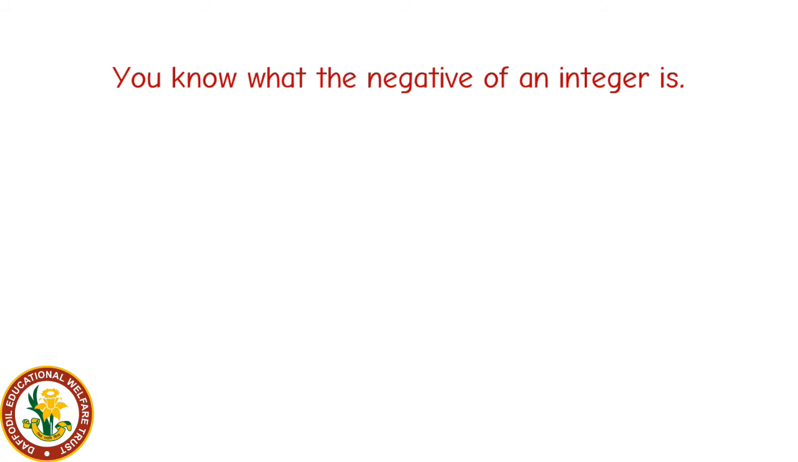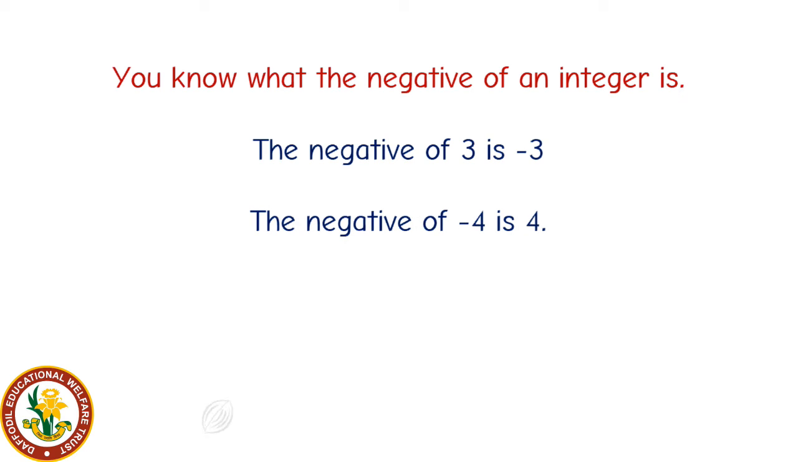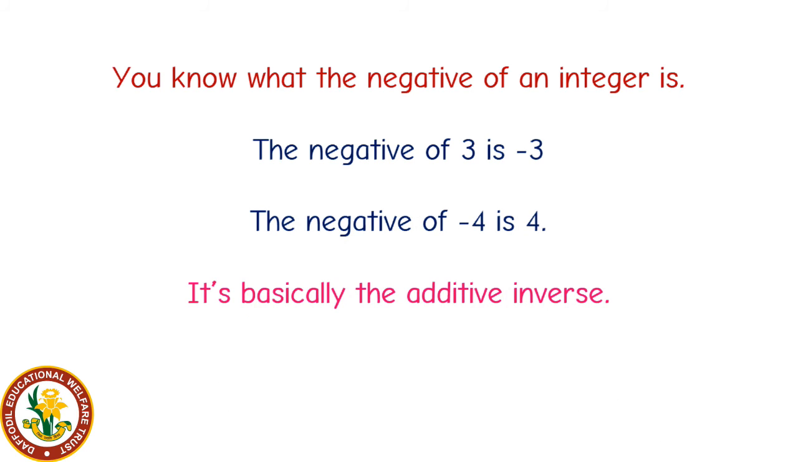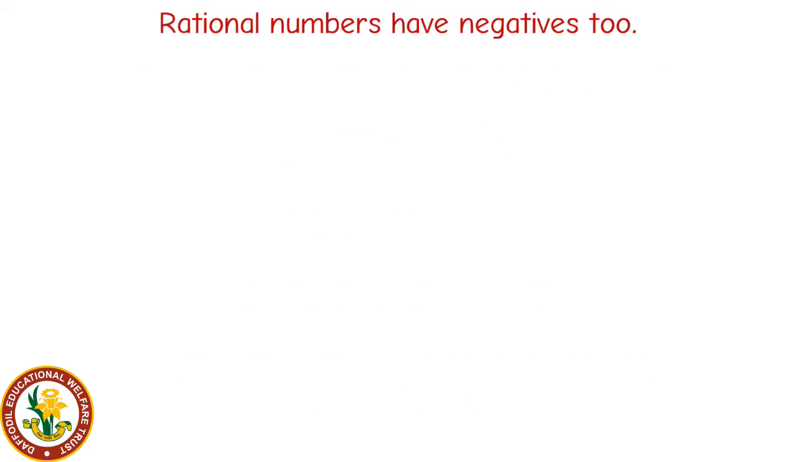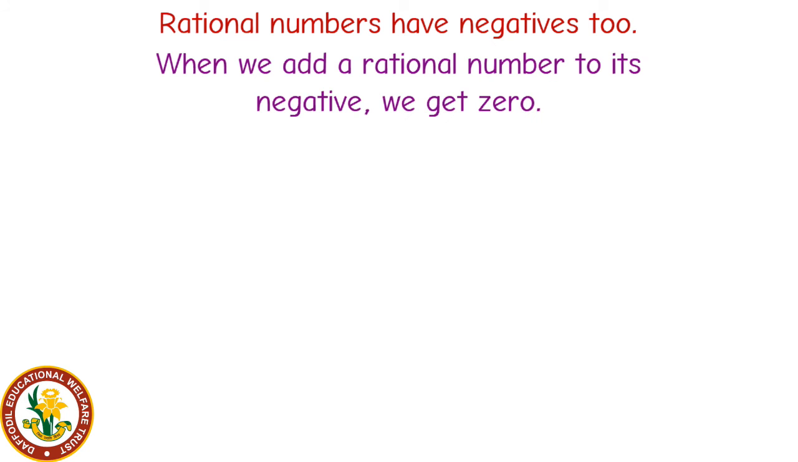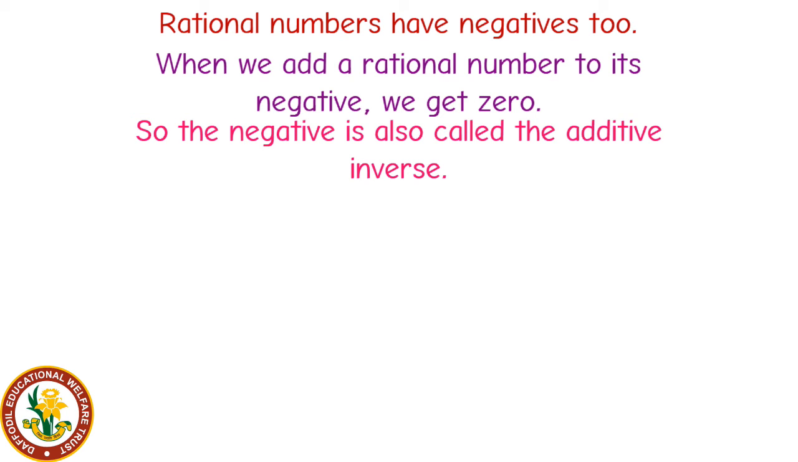You know what the negative of an integer is. The negative of 3 is minus 3. The negative of minus 4 is 4. It's basically the additive inverse. When we add an integer to its negative, we get 0. Rational numbers have negatives too. When we add a rational number to its negative, we get 0. So, the negative is also called the additive inverse.